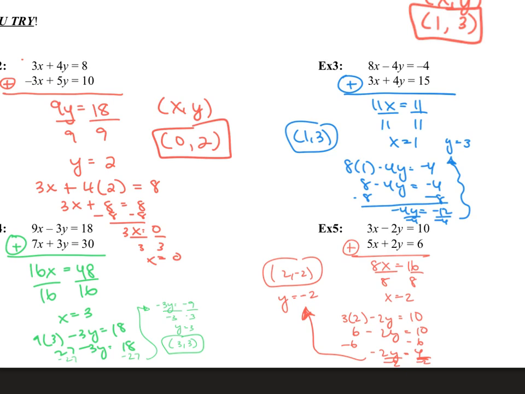And I could just check that really quick. So 8 times 1 is 8, 4 times 3 is 12, 8 minus 12 is -4, and then 3 times 1 is 3, 4 times 3 is 12, 3 plus 12 is 15. And so that checks out on that example.